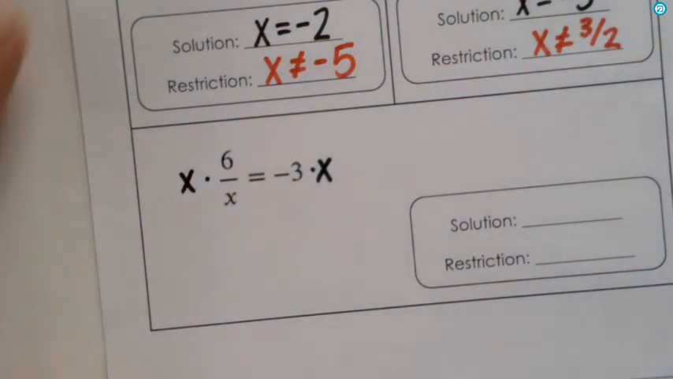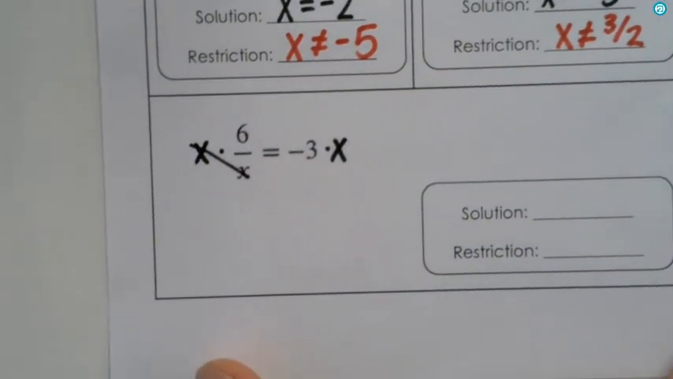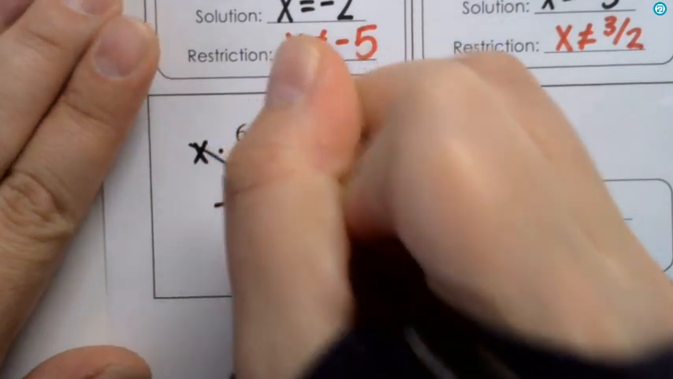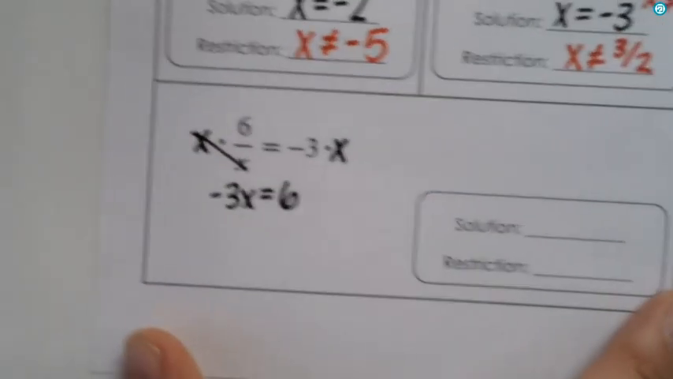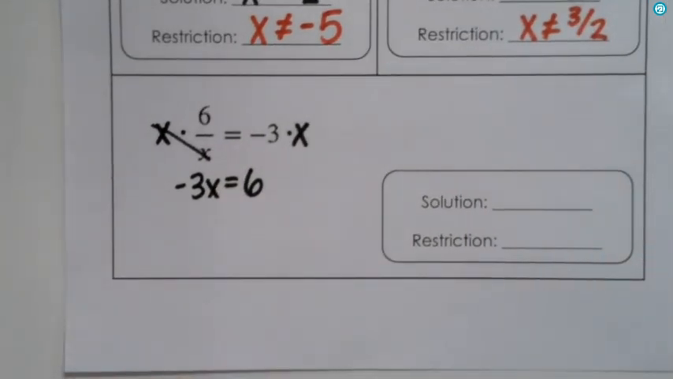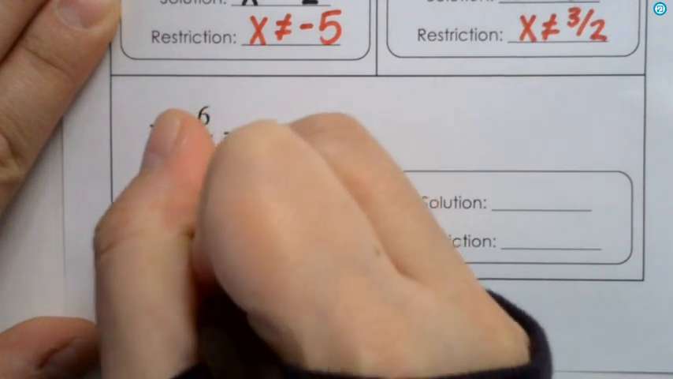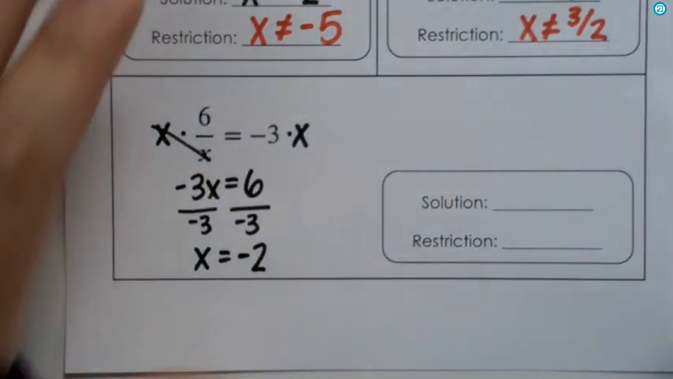And then these will cancel. I didn't put it in parentheses because you don't have to put it in parentheses because it's just by itself. So we've got 6 equals -3x. I'm going to flippity-flop that around and do -3x equals 6. And I'll divide both sides by -3. I will get x equals -2. So that will be my solution.